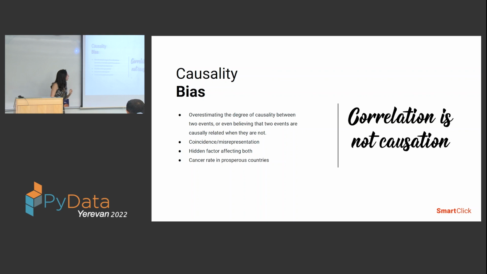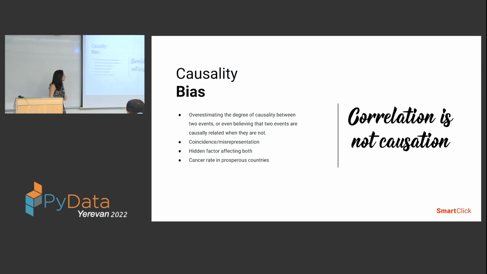We are misregarding coincidences and misrepresentations, like in the example of the Nicolas Cage again. I'm bringing that chart up again. It would have been ridiculous to say that one is causing the other, even though we can see correlation in the data. We are not thinking of a hidden factor. There can be a third factor that is making both of these things happen, and by removing one of them, we're not going to remove the other.